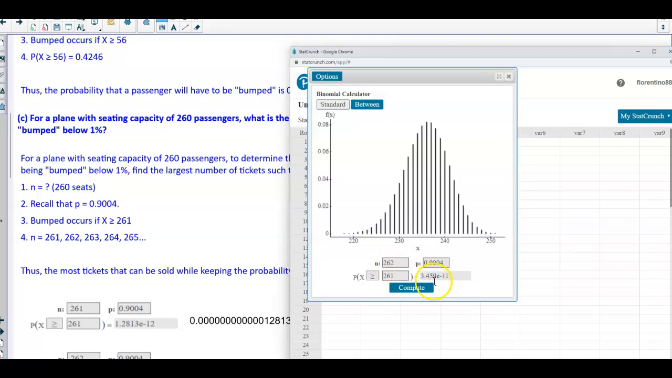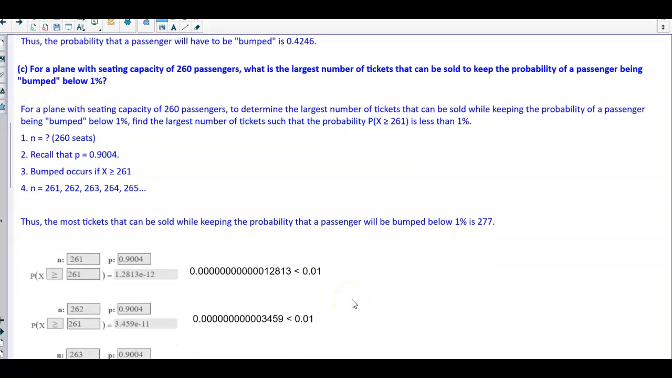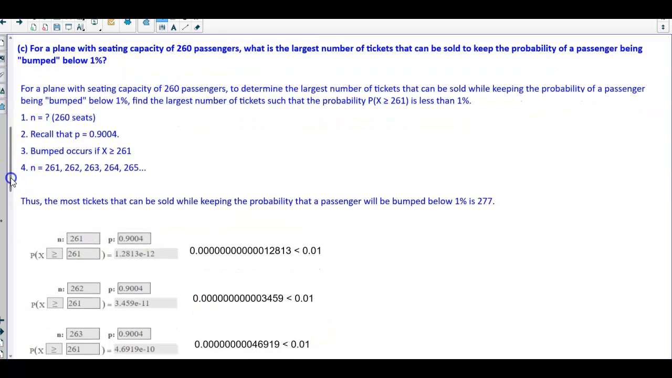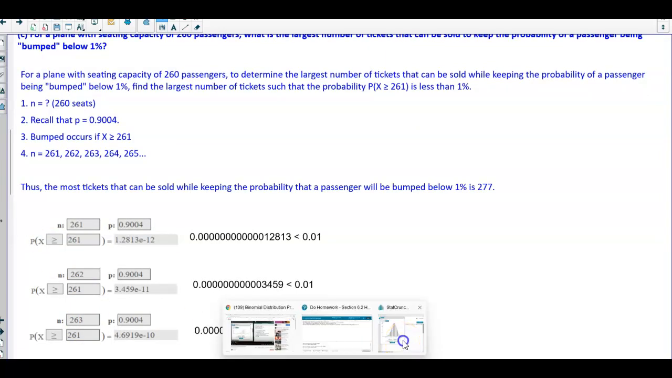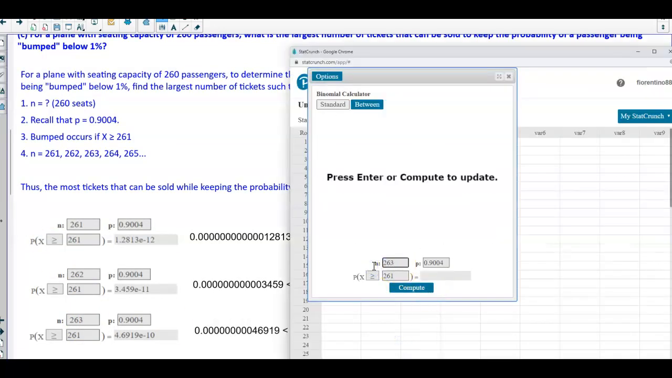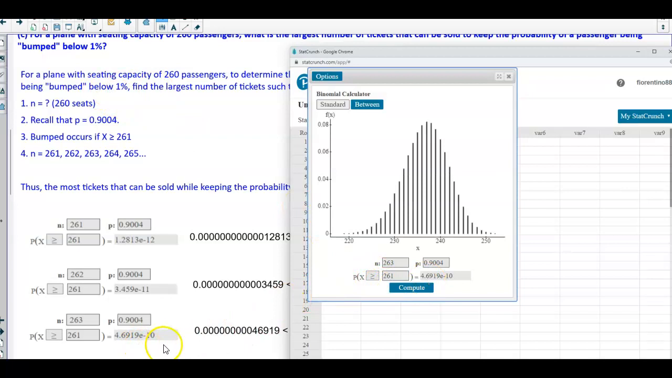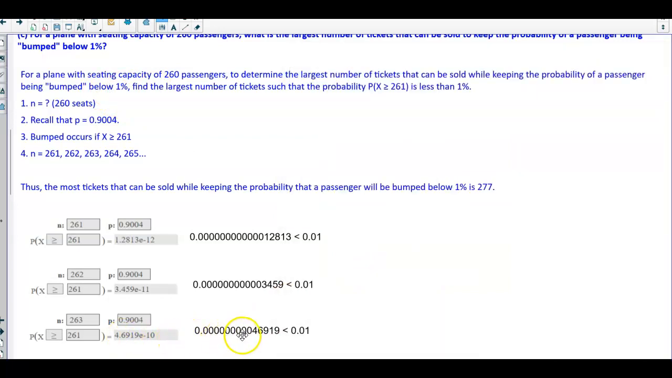Now we get 3.459 times 10 to the negative 11. Below here, I just want to show you what I've done. When we put in 262 for N, we get 3.459. If we move that decimal place over to the left 11 times, this number, 0.00000, is going to be less than that 1%. If we go to the next number, 263, so if N is equal to 263, now we're getting this number. Moving this over to the left 10 times gives us a number that's still less than 1%.